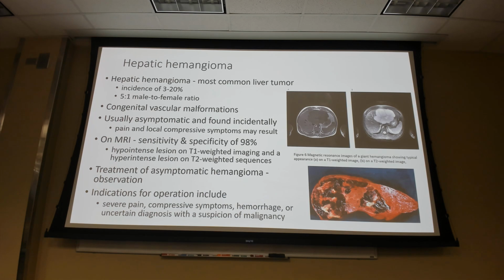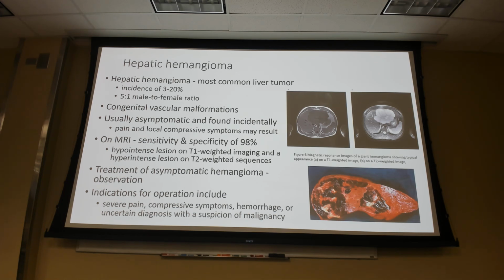And then the most common liver tumor is going to be your hepatic hemangioma. These ones are very common too. You can have congenital vascular malformations with it. Usually asymptomatic as well. We find them incidentally, typically on a CT scan that we're running.